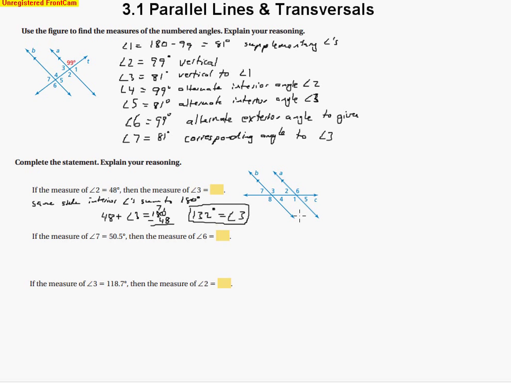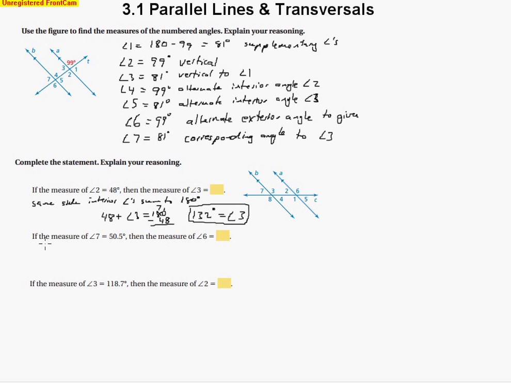I could also say something about, we talked about how whenever we've got parallel lines, if they're obtuse angles, they're equal, and acute angles, they're equal. Well, we have an obtuse and acute, and those must add to make 180 degrees. So if measure of angle 7 is equal to 50.5, what's the measure of angle 6? Well, we see the same thing.